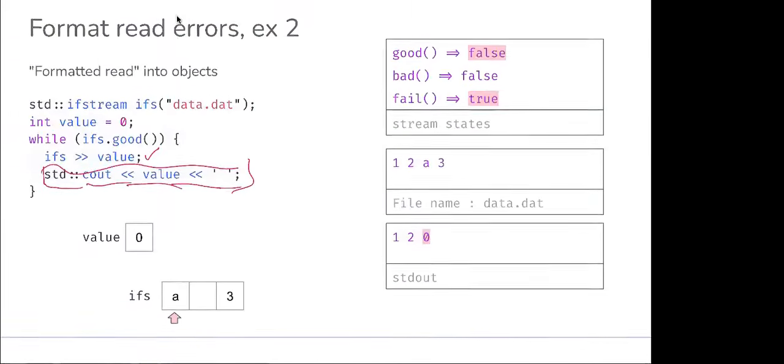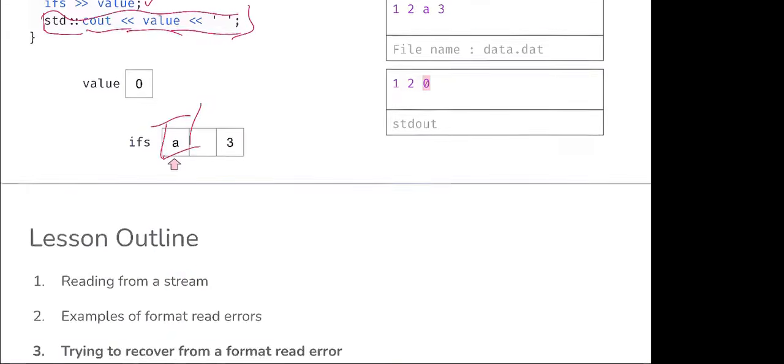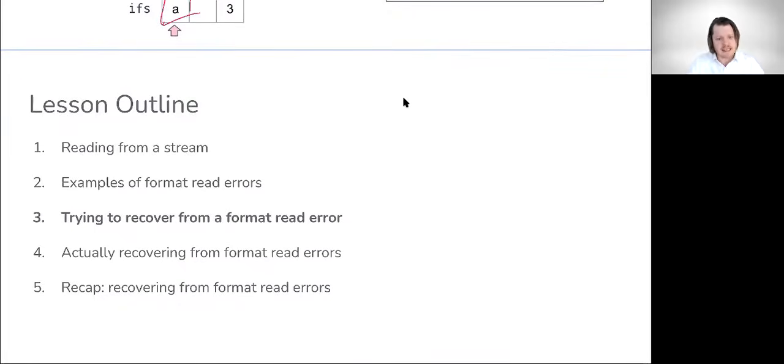So the next question is, how can we reset these flags back to good? And then how could we skip over A or release A so that we could move on to the next value if, say, a formatted read failure did occur? And we'll begin building that up here in the next lesson.